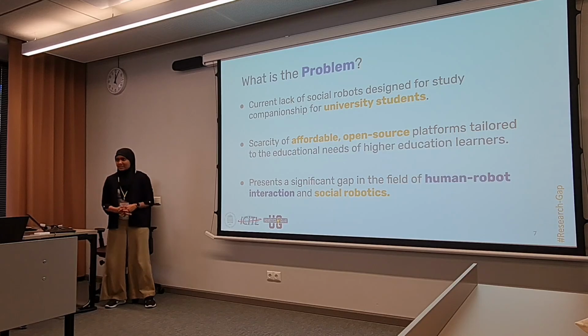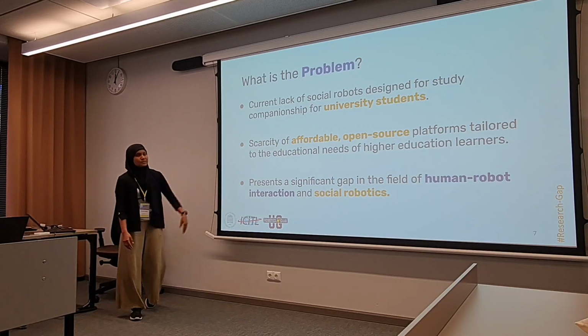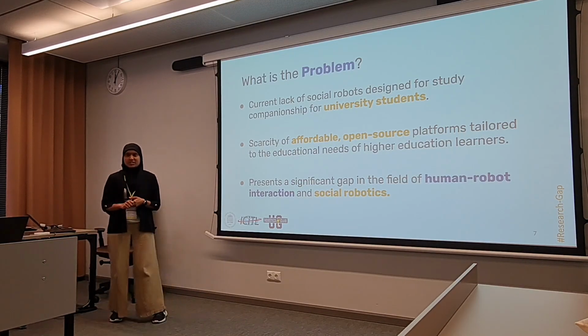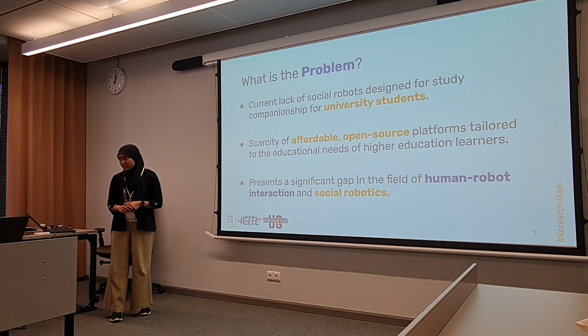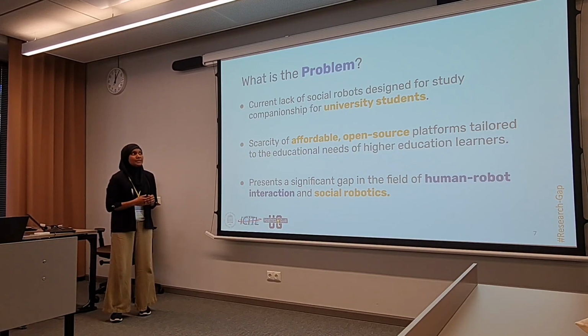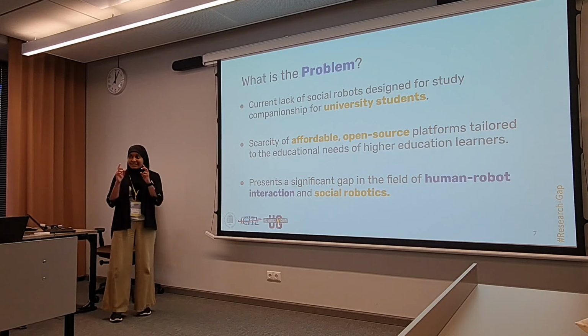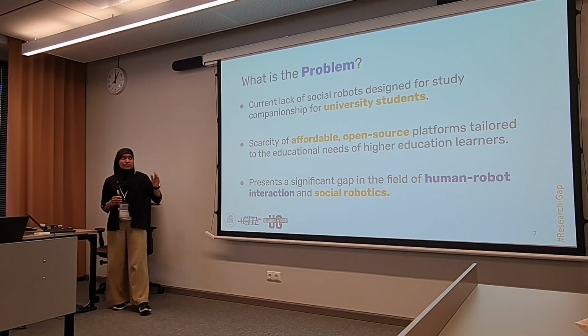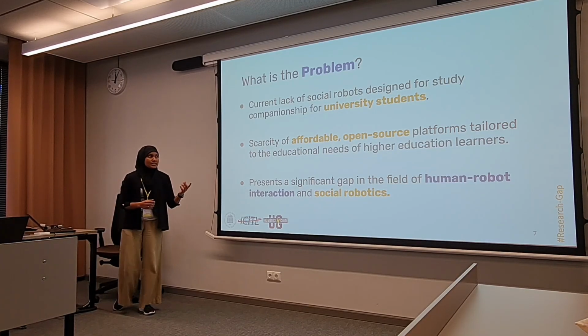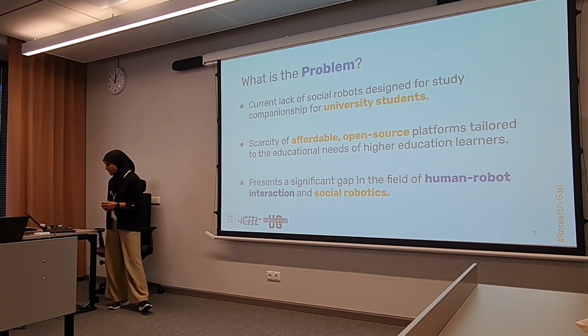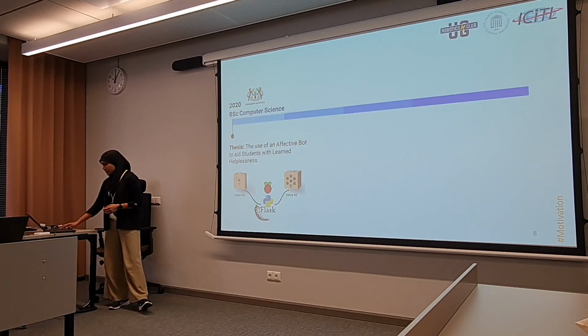But what is the problem? There are all of these different types of robots. Well, what's the problem? Why am I doing a PhD in this field? Well, I found, after studying the literature, there seems to be a lack of open source affordable robots tailored for university students, because as you can see, most of these robots were designed for children. There are not many robots out there for university students. And this presents a gap in the field of HRI, which I am currently interested in pursuing.